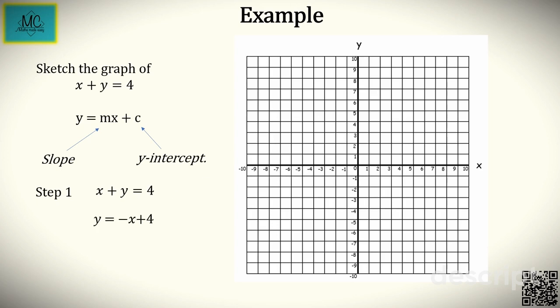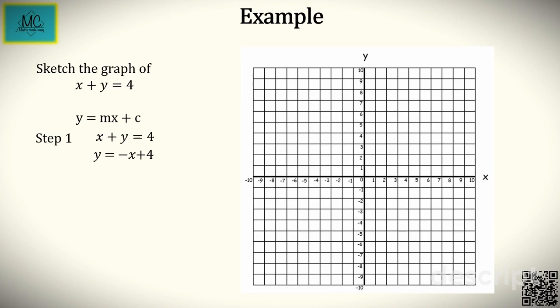So the value which we will get here is y is equal to minus x plus 4. Now we have the equation in slope intercept form, where the slope m is equal to minus 1, and my c is equal to 4.